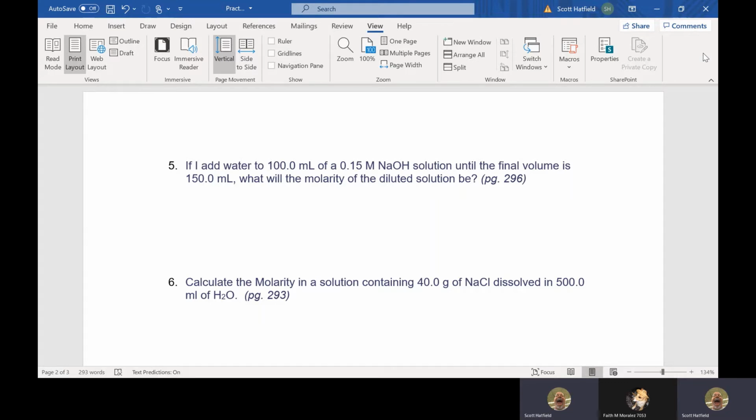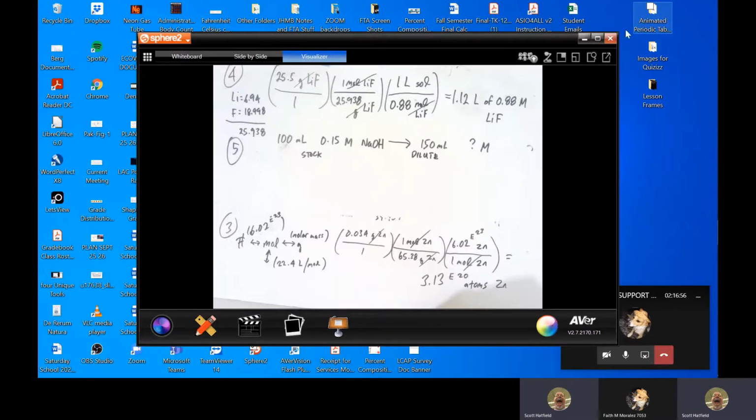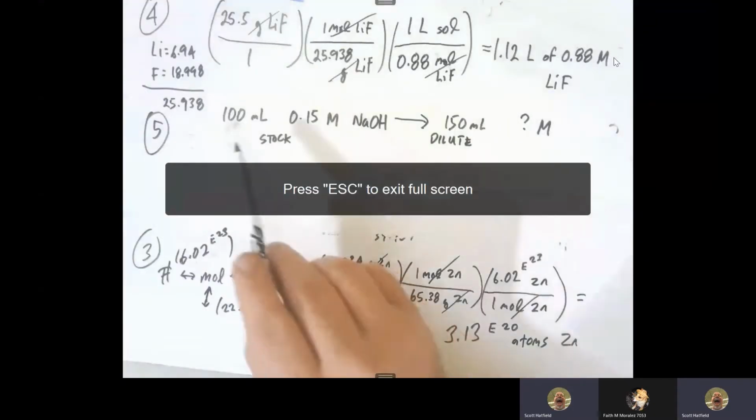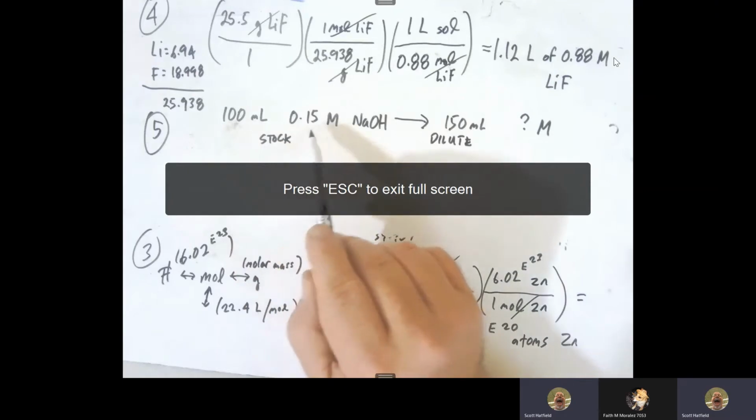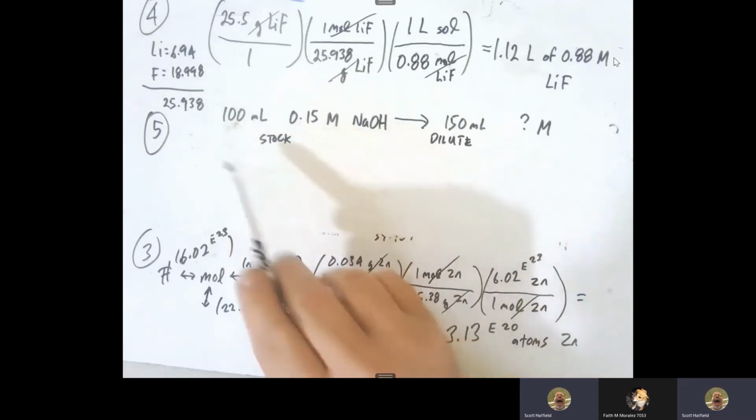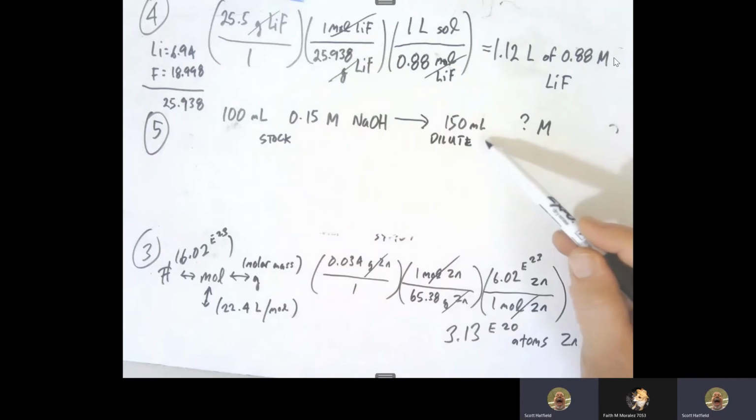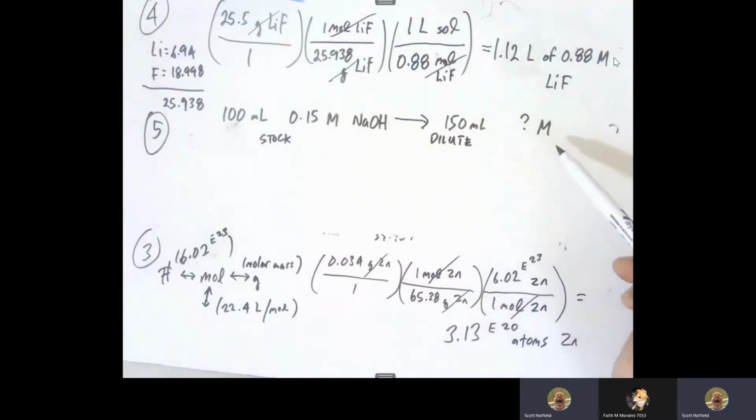So you know the molarity of this solution, which by the way is sodium hydroxide, NaOH, and you got 100 milliliters of it. Okay, that's the stock solution. And they want to make a dilute solution. The dilute solution is going to be 150 milliliters, and they want to know what's the molarity. So it's not obvious what's being given here first to solve. Again, you start off with 100 milliliters of stock solution, which is at 0.15 molarity sodium hydroxide. We want to end up with 150 milliliters of dilute solution. We want to know what the molarity is.